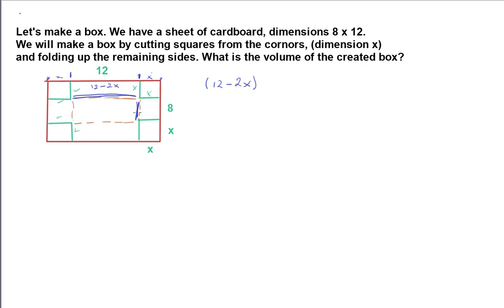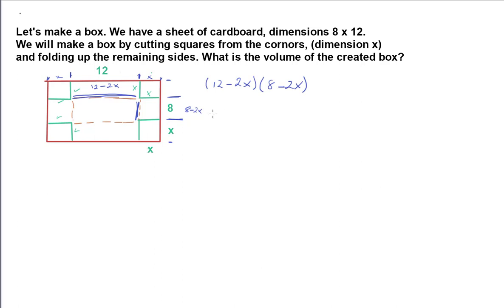Now what about this dimension right here? Well, in the same way, it was 8 from here to here. Now the dimension we're looking at is just from here to here. So that would be 8, but it would be less 2x's. So the second dimension would be 8 minus 2x.